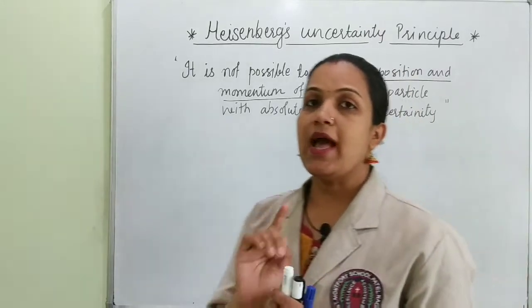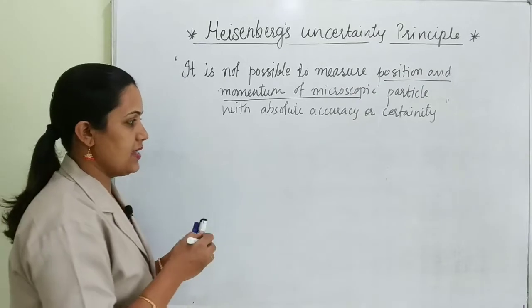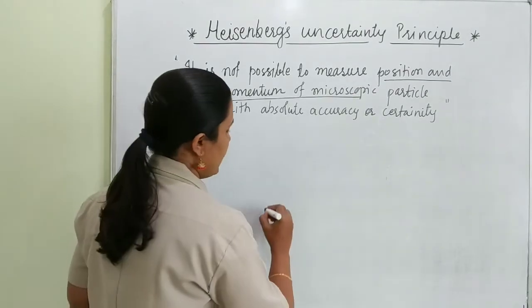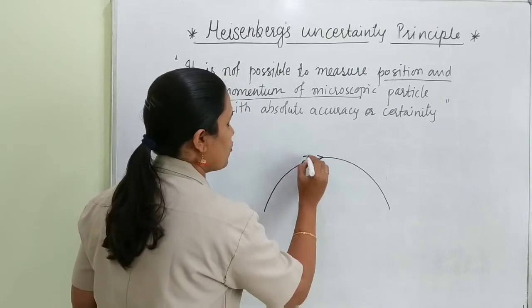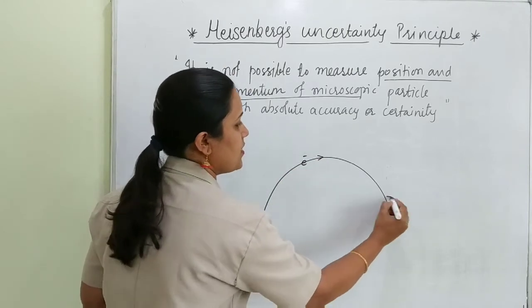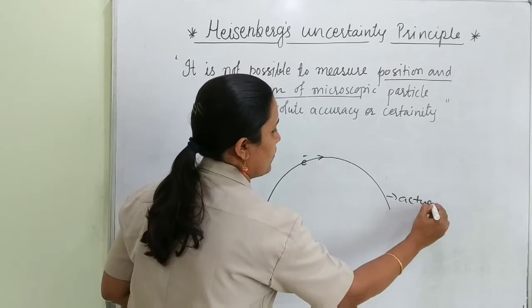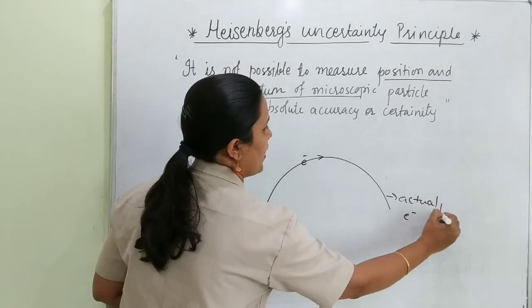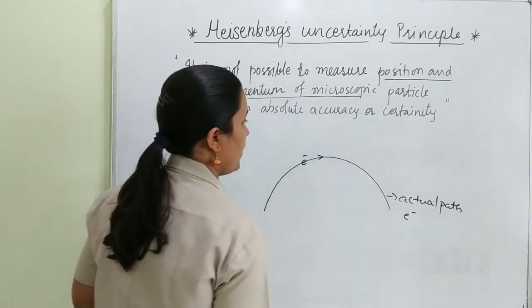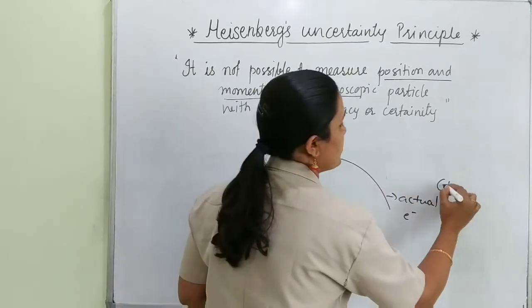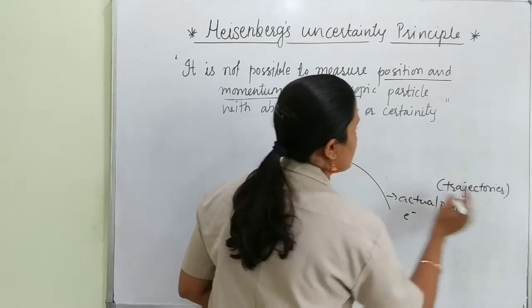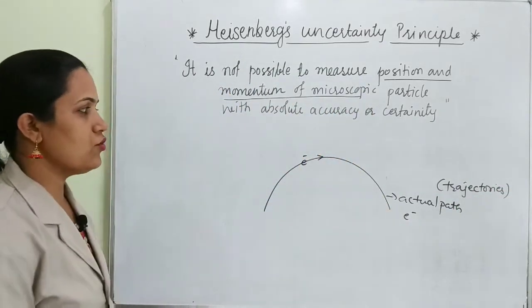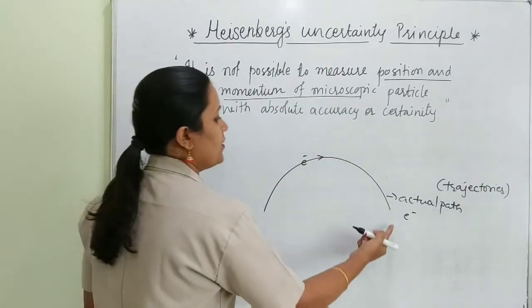And Heisenberg has explained this as follows. Consider that the electron is moving in this way. Here I am saying that this electron is moving, and this is the actual path of the electron, which we can also call its trajectory. So this is the actual trajectory of the electron. The electron should always move along this path.